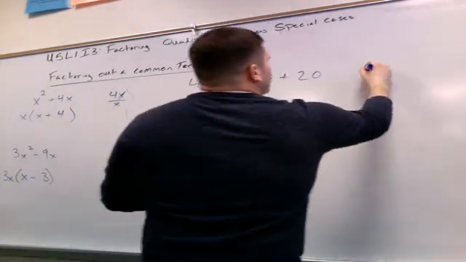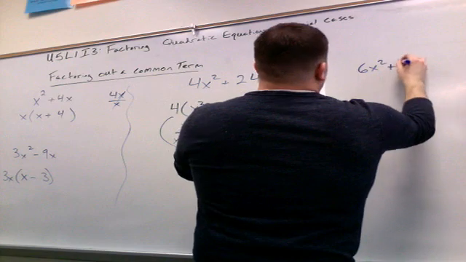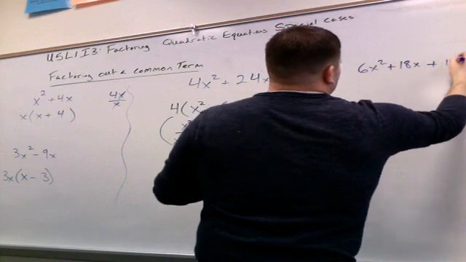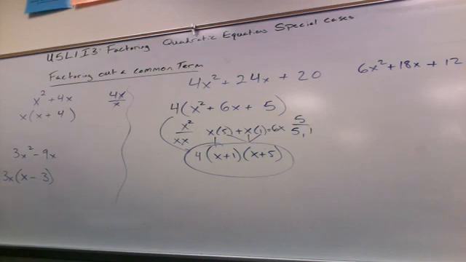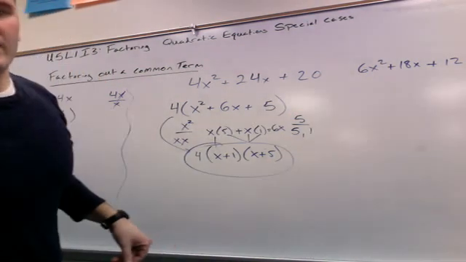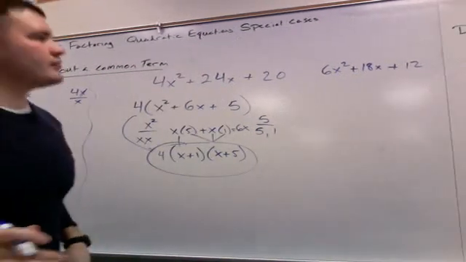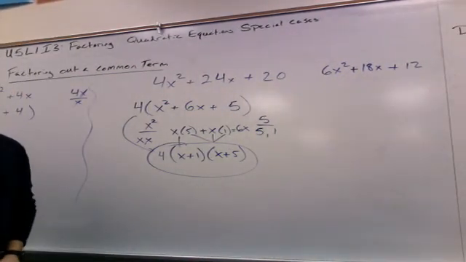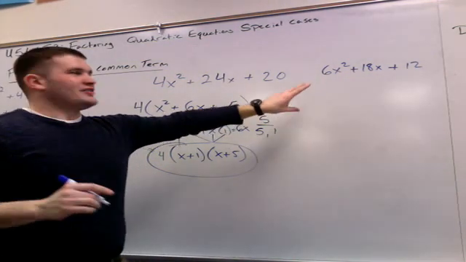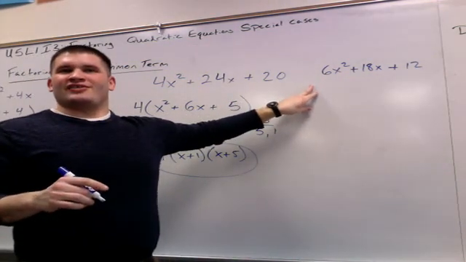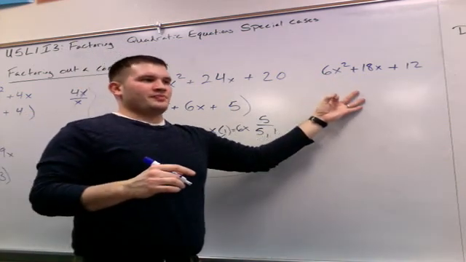6x squared plus 18x plus 12. All right. Now, if I look at that, what's a common term? 6. There's a couple, right? 2 is a common term, right? 3 is a common term.